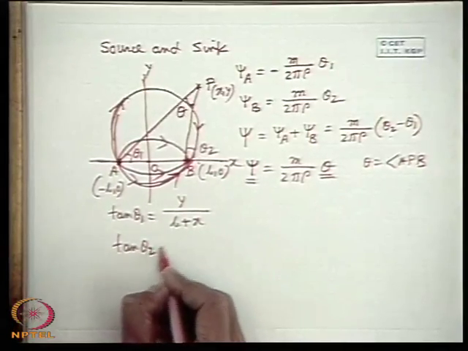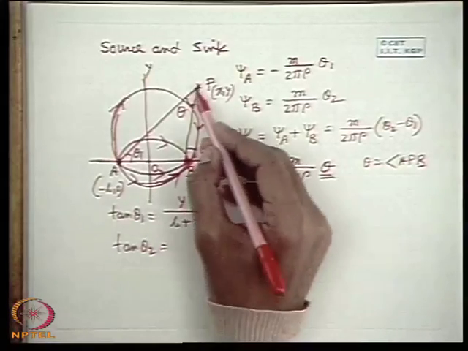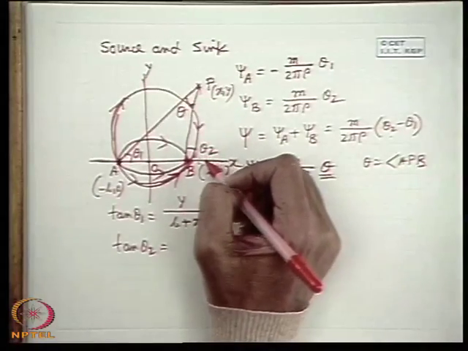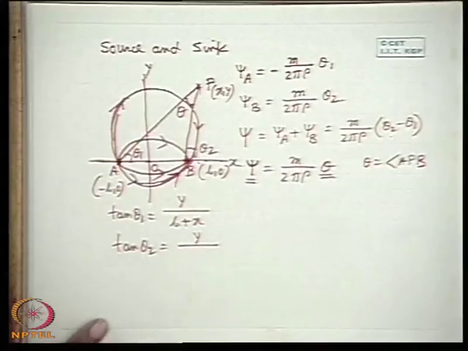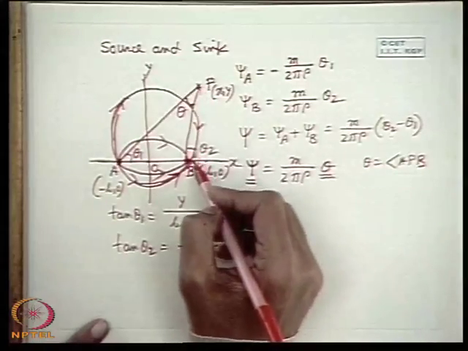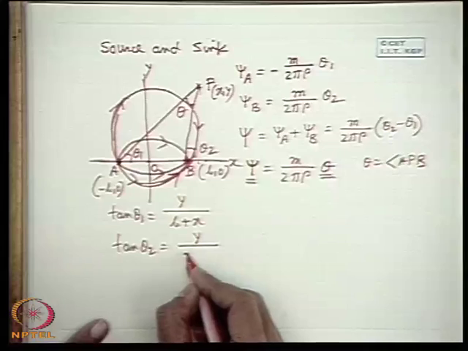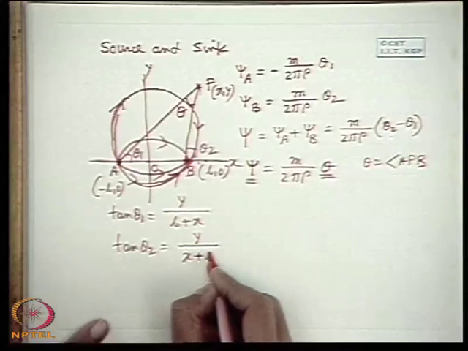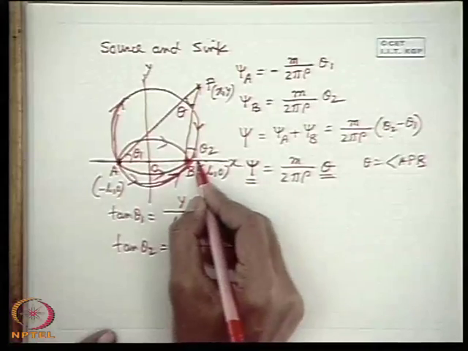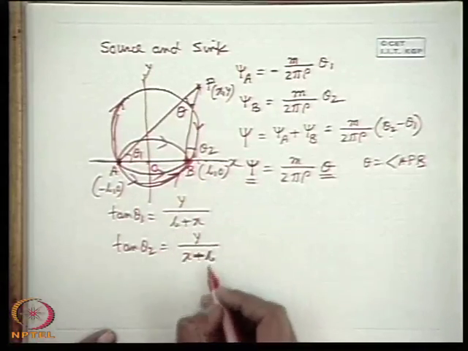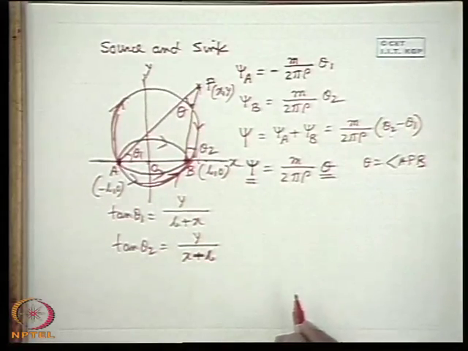Similarly, tan theta 2, where theta 2 is this angle, we drop a perpendicular from the point P on the axis, we will get y divided by x minus b. I am sorry, it is x plus b for theta 1, and x minus b for theta 2.